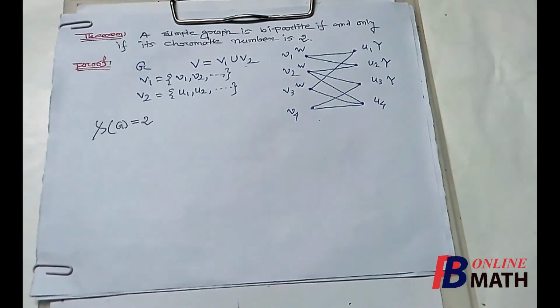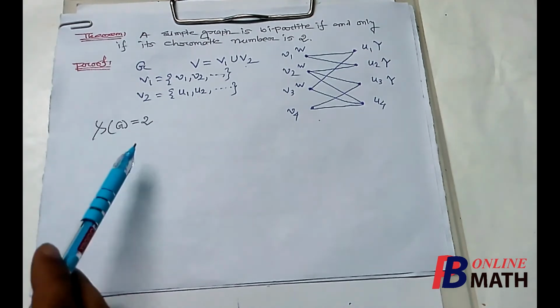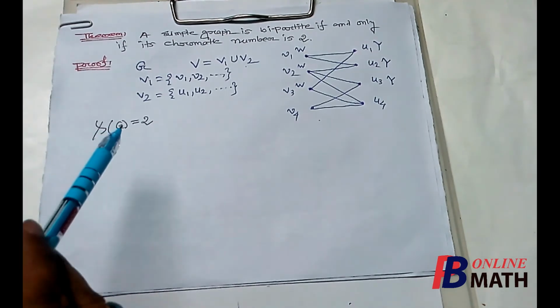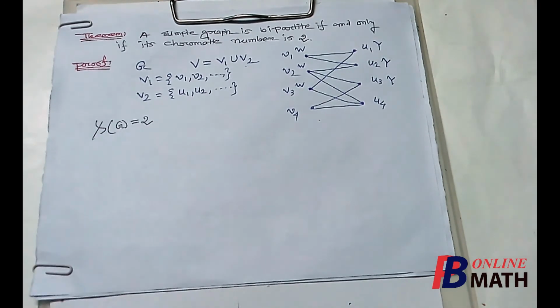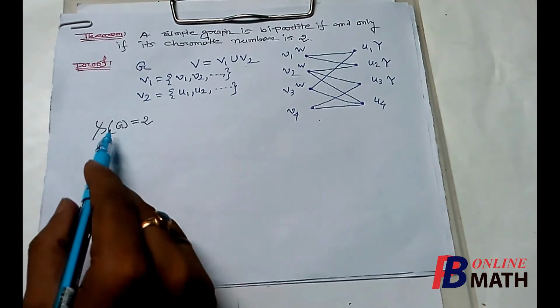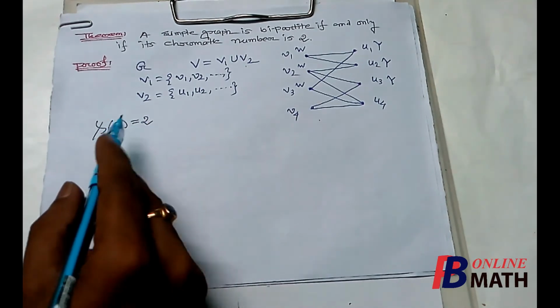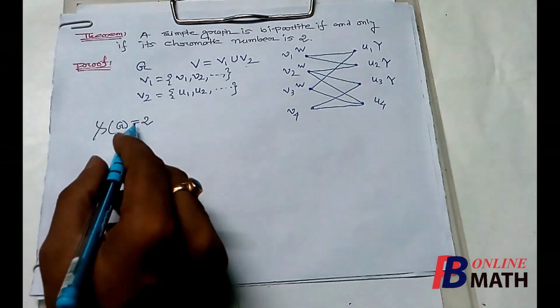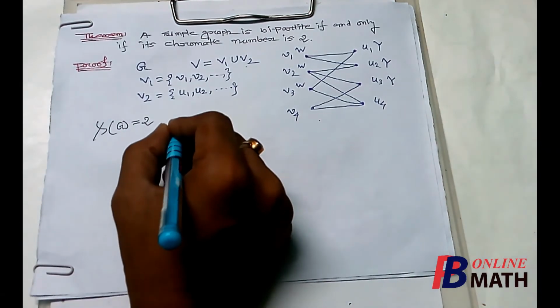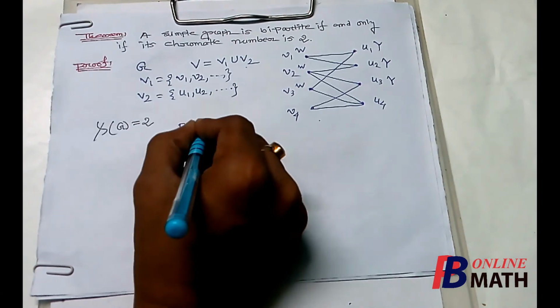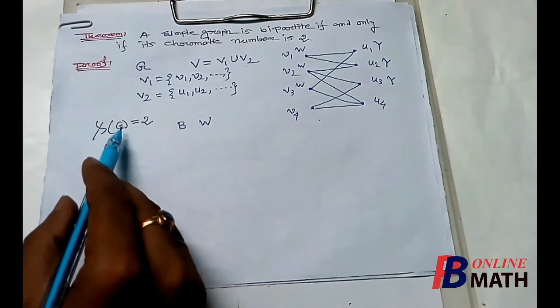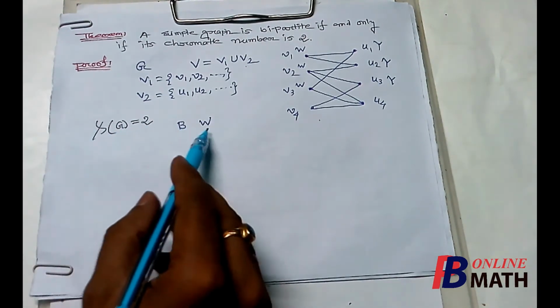Now we consider the converse part, that the chromatic number of a graph is 2. It is given. So the chromatic number of a graph G is 2. We have to prove that this graph is a bipartite graph. Now since the chromatic number of the graph is 2, that means we can color the graph G by only two colors. Suppose we can color the graph with only two colors, black and white.